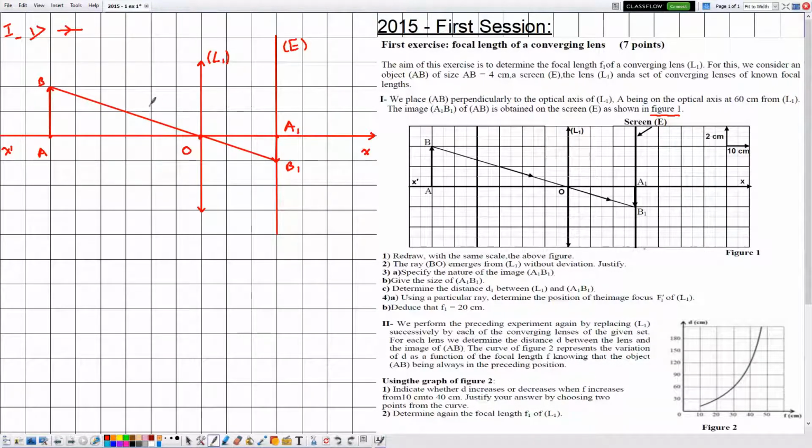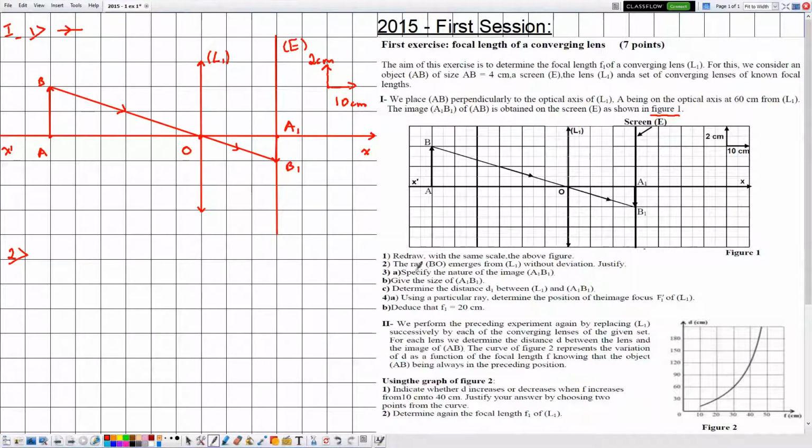And we don't forget arrows on light rays. The scale is given by 10 centimeters along the x-axis and 2 centimeters along the y-axis. Okay, hope we didn't forget anything.